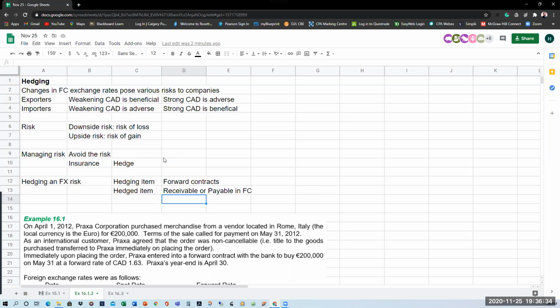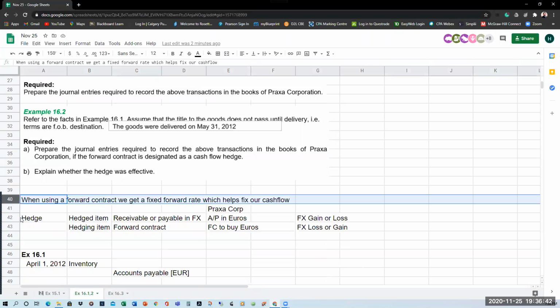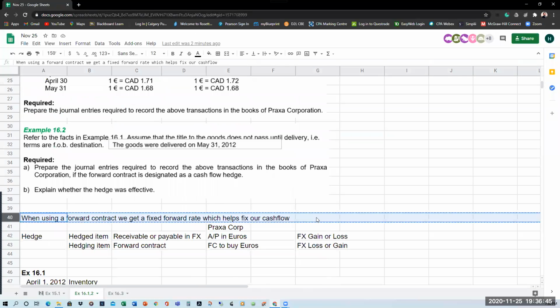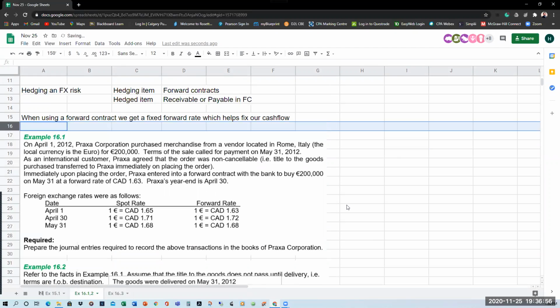So what is a forward contract then? A forward contract is basically a contract where we get a fixed amount. When we use a forward contract, we get a fixed forward rate. We get a fixed rate to be able to buy foreign currency or sell foreign currency. Right? We enter into that contract with a financial institution, could be a bank or some other financial institution. It is a customizable contract where we can specify the amount of foreign currency that we would either want to buy or we would want to sell.